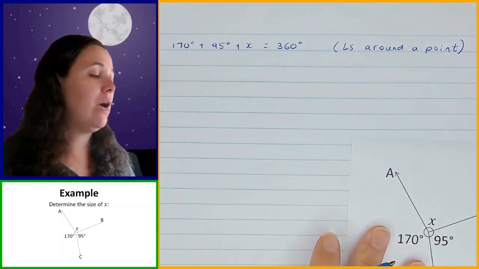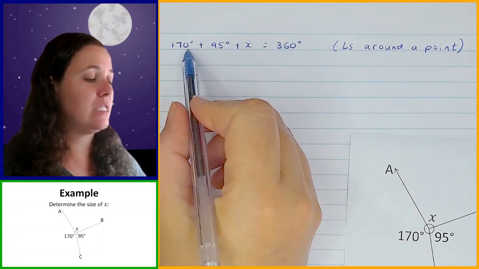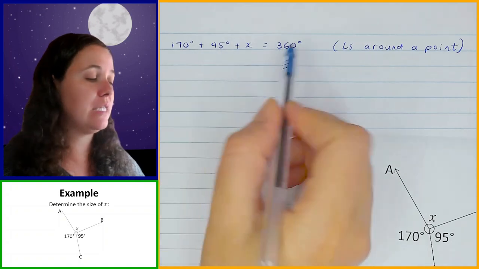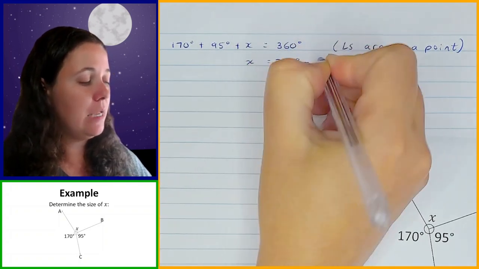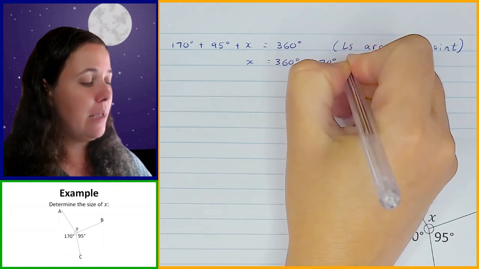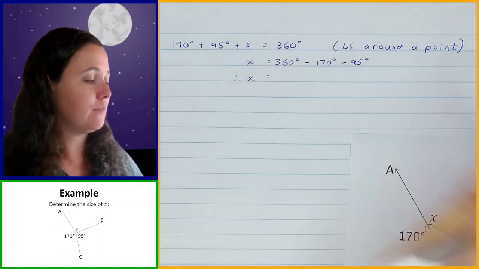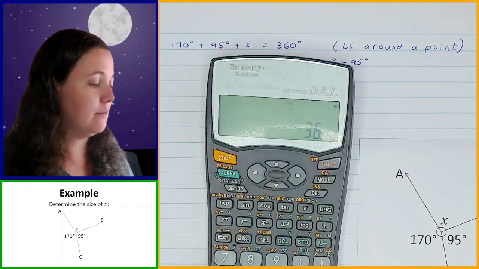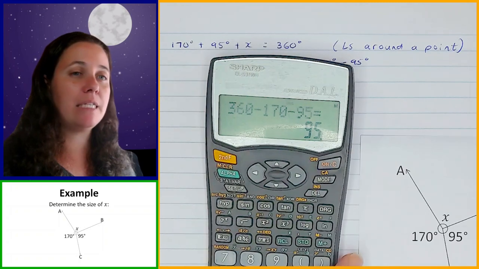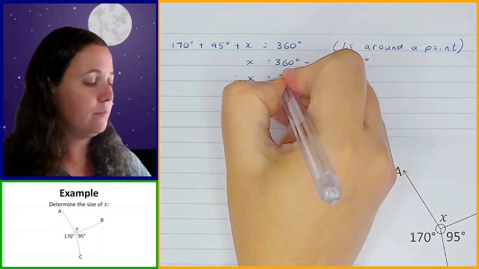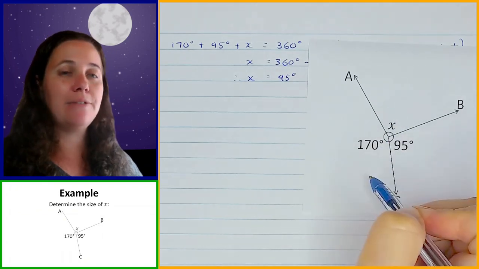Now I've got an equation that I can solve to work out what x is. So I'm going to take the 170 and the 95, get rid of those on this side. That gives me x equals 360 degrees minus 170 degrees minus 95 degrees, and now I can just work that out. So I have 360 minus 170 minus 95, that gives me 95 degrees. So that means that x over here is 95 degrees.